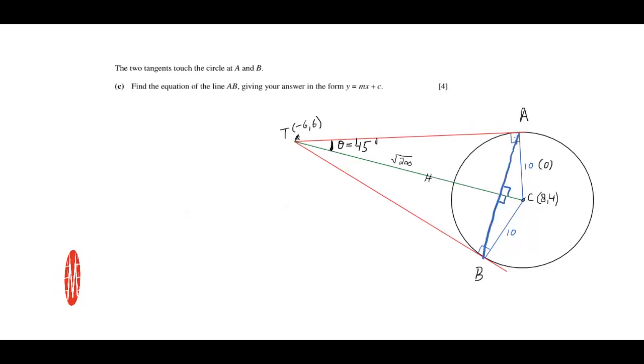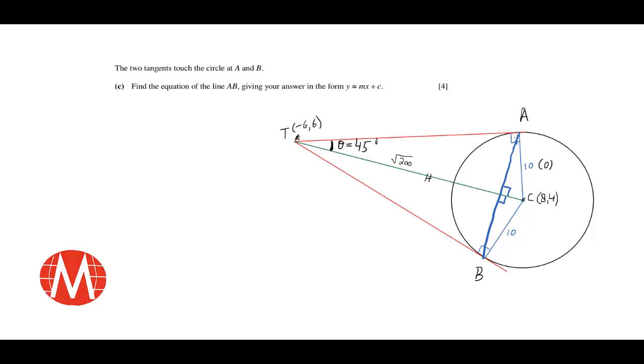Touch the circle at A and B. So these two red tangent lines touch the circle at A and B. Find the equation of line AB, giving your answer in the form y = mx + c. We have to find the equation of this bold blue line AB.